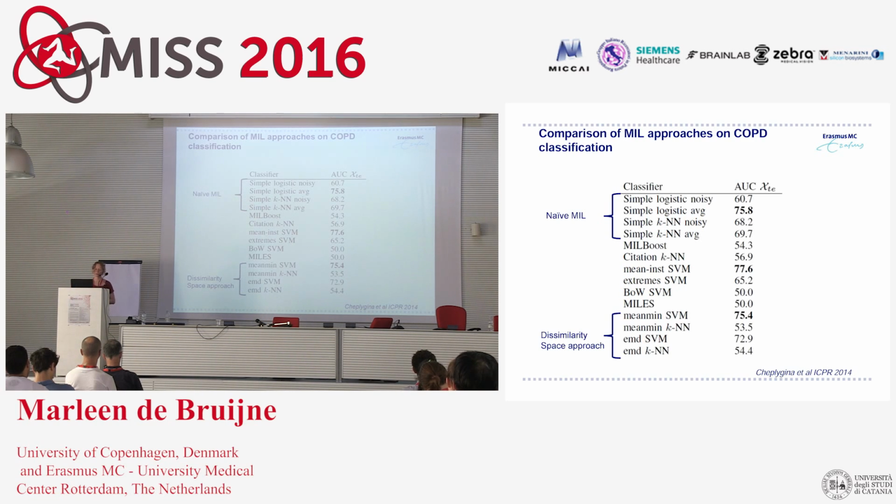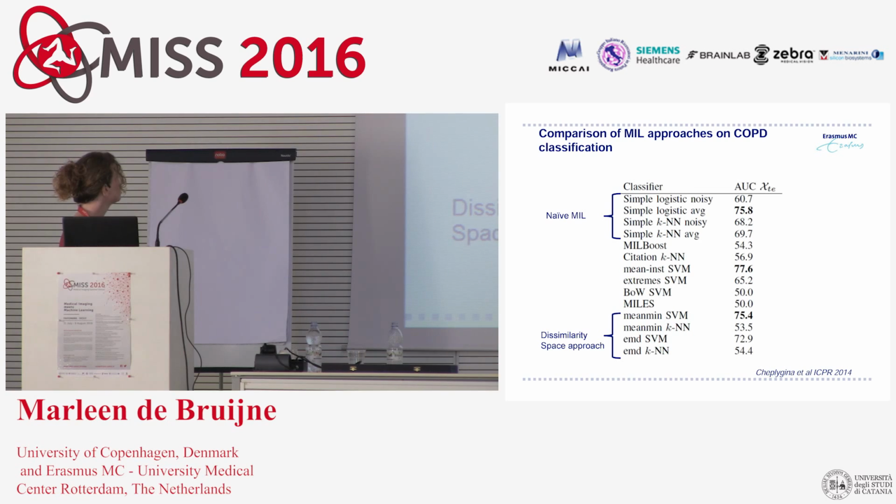We did a little bit further comparison of different approaches and also with some standard popular benchmark. So we also tried MILES on this data. It didn't work at all. 50% area under the curve, and it was a balanced training set, so this is random performance. Here are the naive approaches, but with different classifiers, and they do work quite well. These are the dissimilarity-based approaches, so that's similar to what I showed you before.